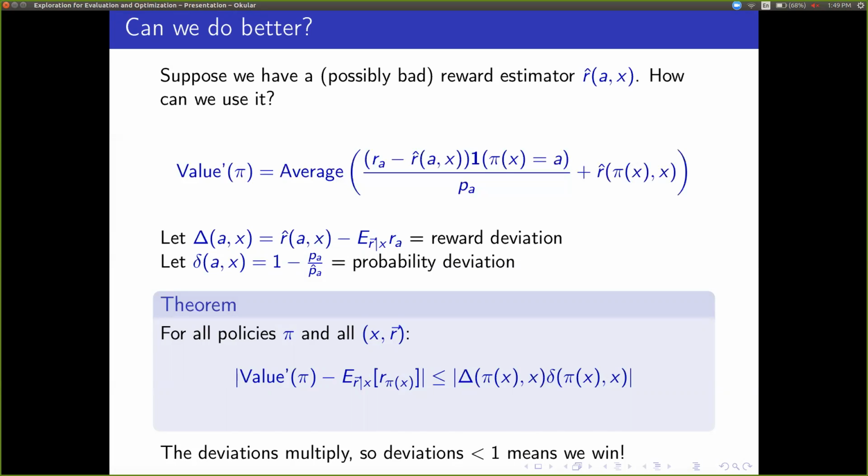I'm typically thinking about a situation where little delta is 0, so then you're unbiased, and then the right-hand side becomes 0. But even if your probability estimates are off for some reason, you can still use this kind of technique to improve over naive approaches.